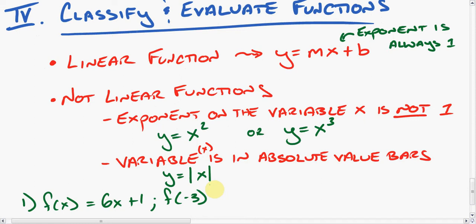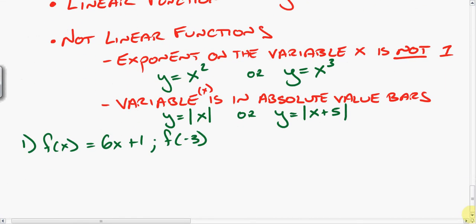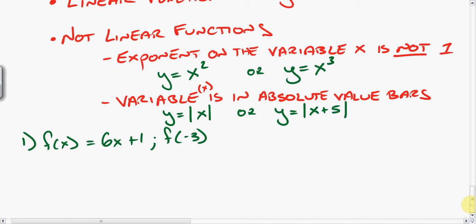Another example you might see might be y equals the absolute value of x plus 5. So you have a whole expression inside the absolute value bars, but as long as the variable x is in there, it's automatically not linear. After you classify the function, you're simply going to evaluate it with the given value of x. We're going to see that down in the first problem.